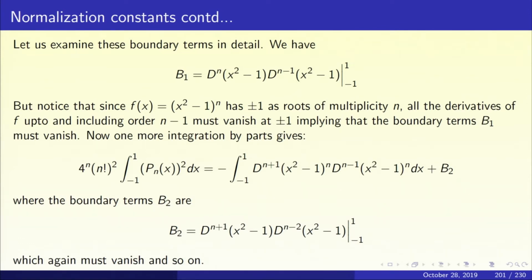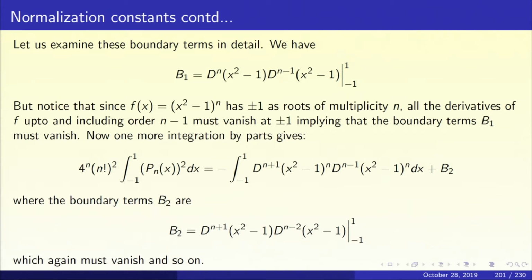Because a boundary term is exactly the nth derivative of (x squared minus 1) to the power n, times the (n minus 1)th derivative of (x squared minus 1) to the power n, and at minus 1 and 1 the second factor vanishes because plus 1 and minus 1 are n-fold roots. And now that the boundary term vanishes, we will perform one more integration by parts. One more derivative shifts to the left hand side, and then what we get?